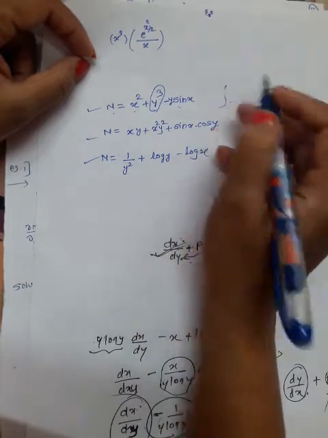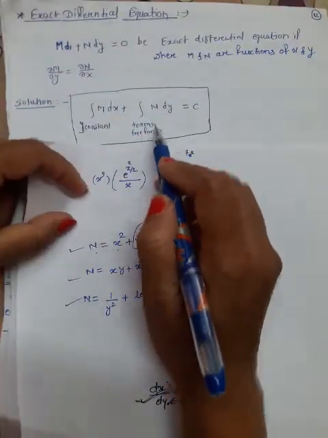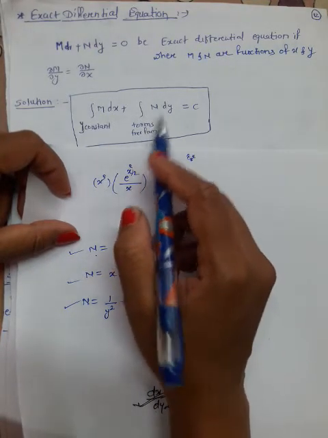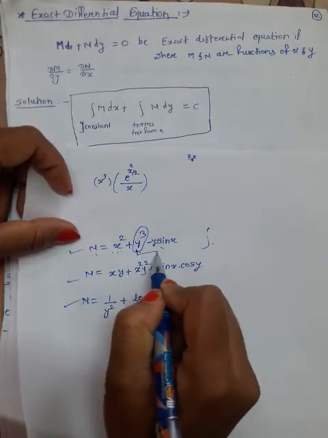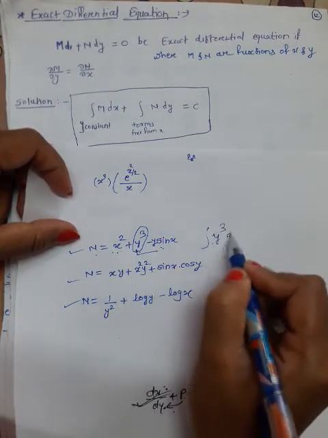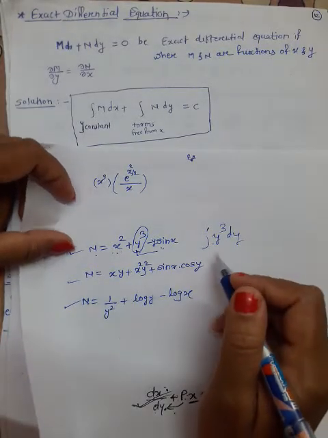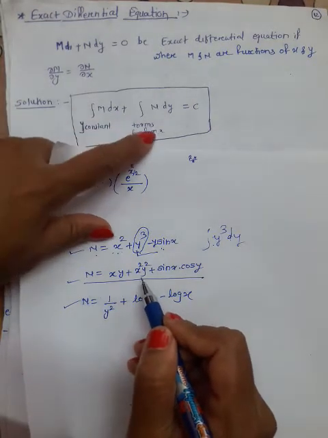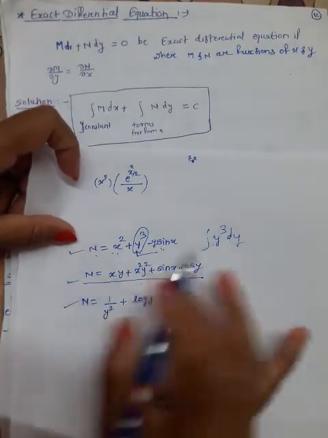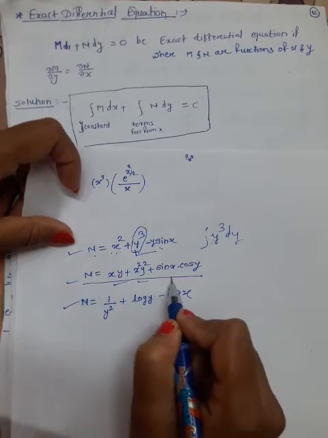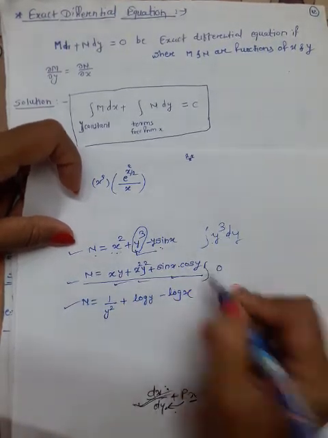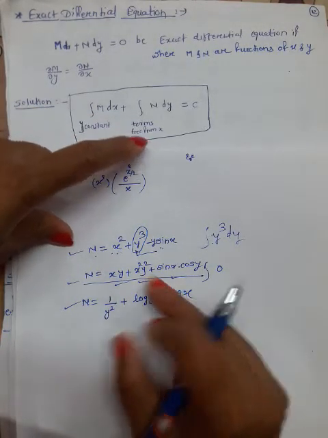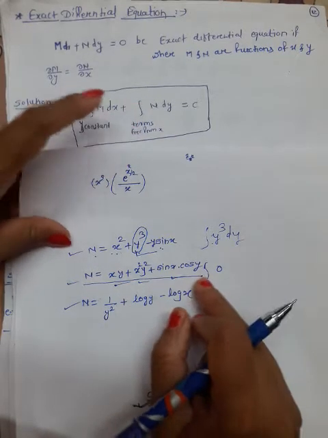Therefore, in this integration, we have to take the terms of N which are free from x, and there is only one term. That's why we take the integration of y cube only. Now in this example, which term doesn't contain x? This term contains x, this term contains x, this term contains x. That's why the integration we have to take is 0. There is no term which is free from x. That's why in this example the integration contains only 0.